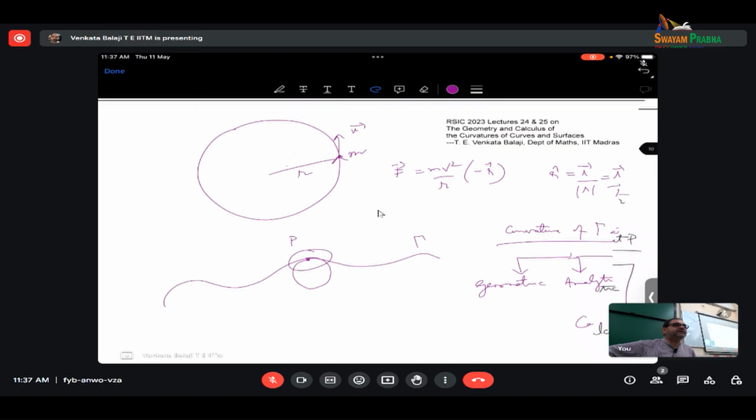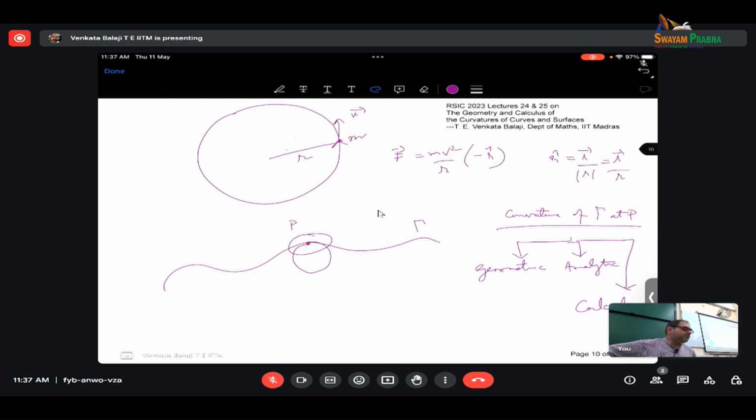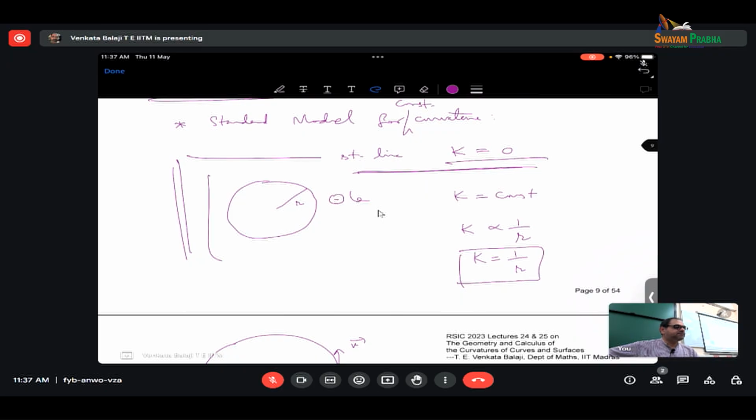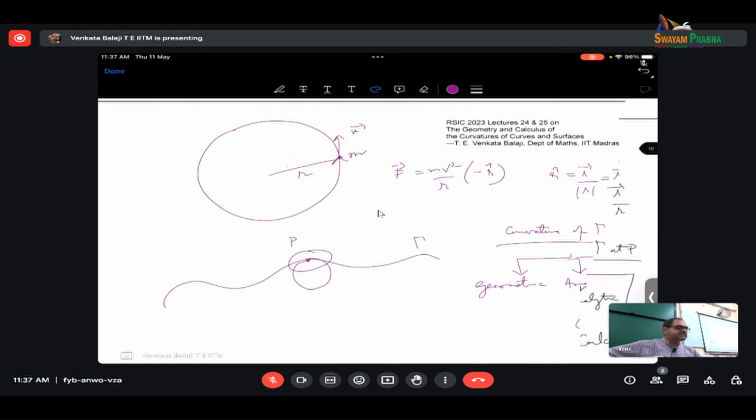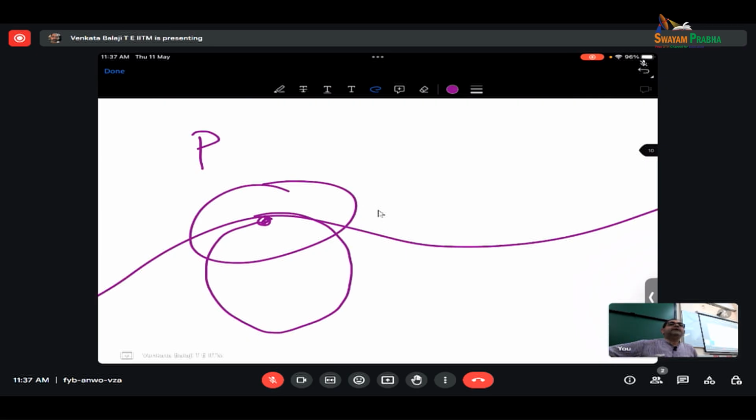So what is the geometric way? The geometric way is very easy. What is the standard model for curvature? It's a circle. So all you have to do is, at this given point, compare the curve to a circle passing through that point. What circles will you take through that point? Not all circles. They should be circles which touch the curve at the point. This curve has a tangent vector at that point.